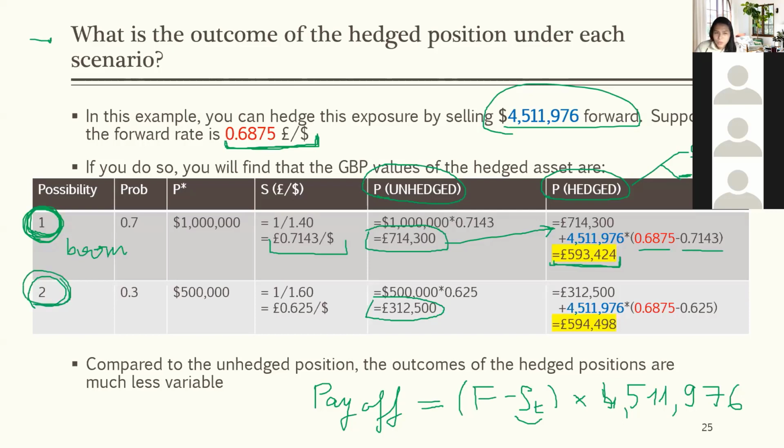In the second scenario, a recession, the exchange rate at that time is 0.625, so ST is 0.625. The hedge position is the sum of the asset value at that time plus the forward contract. In this case, the exchange rate is less than the forward rate, so I'm going to make a gain on the forward contract. As a result, my total asset value is going to be around 500,000 something as well.